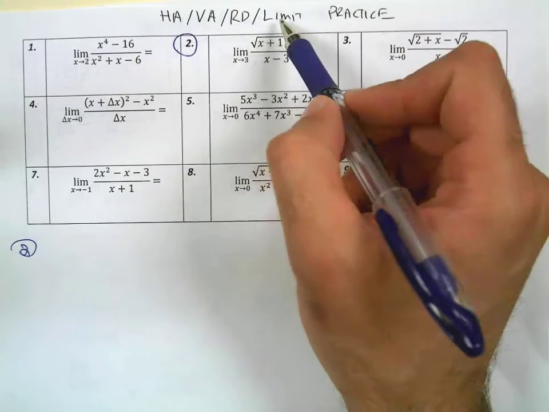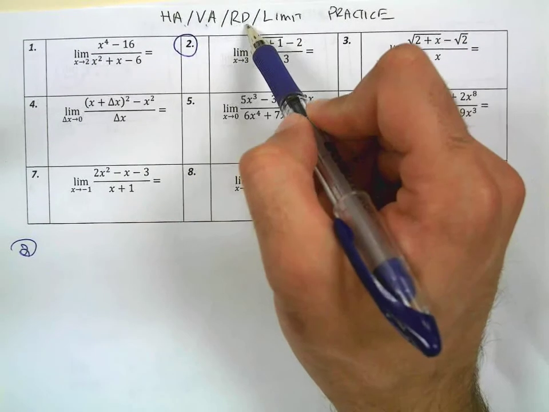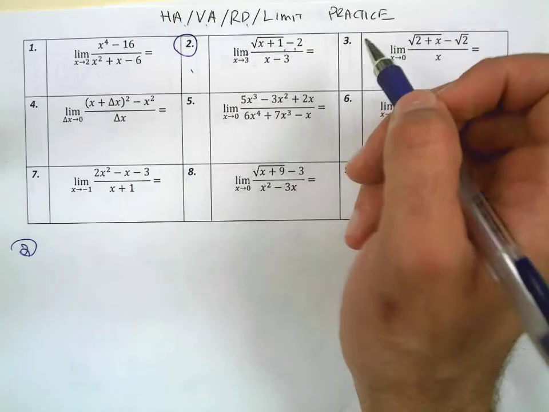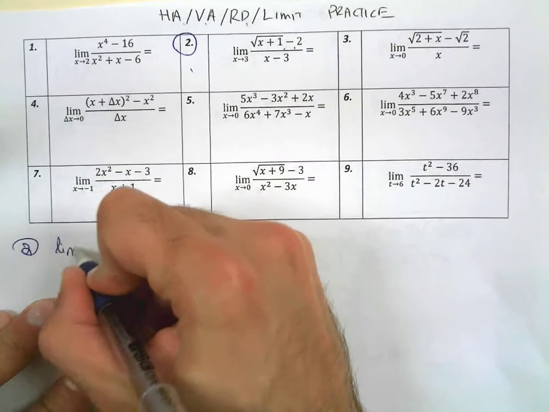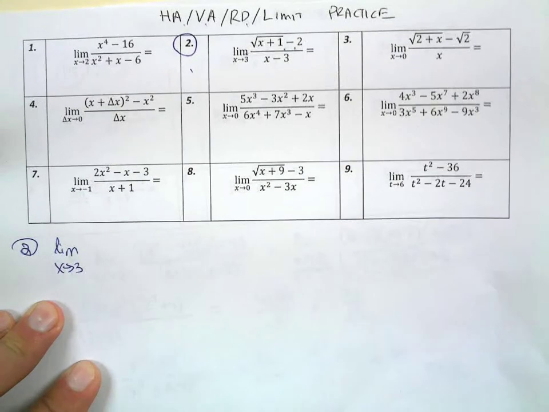Still the limit, horizontal asymptote, vertical asymptote, removal discontinuity. For number 2, remember there's a radical plus or minus something. That means I should think of something every single time. What's that thing I should think of to do? Yeah, that's right. I need to use the conjugate. So let's review how to use that.